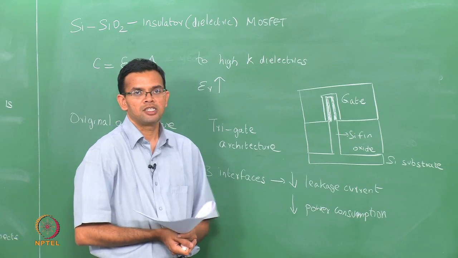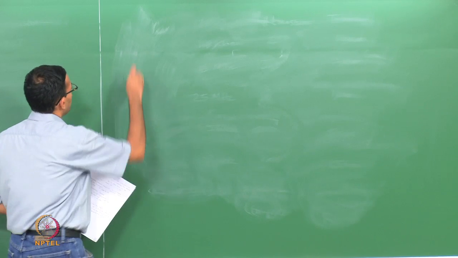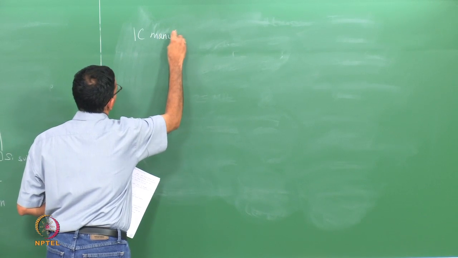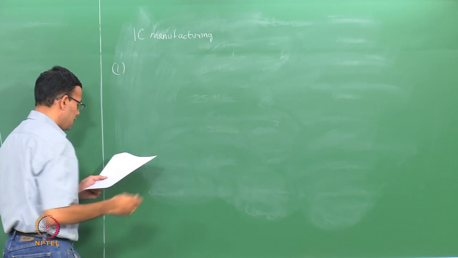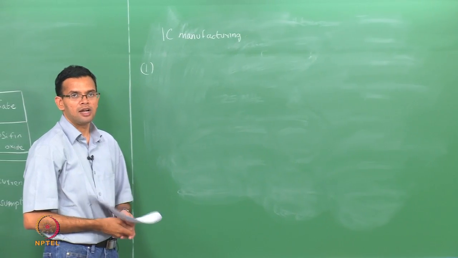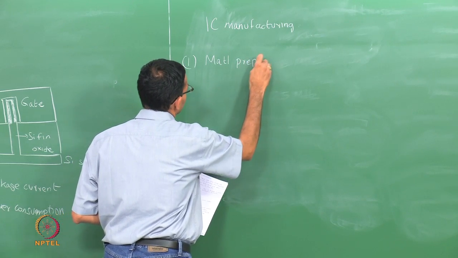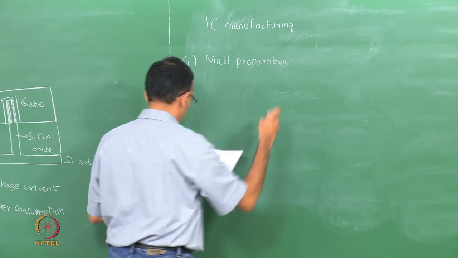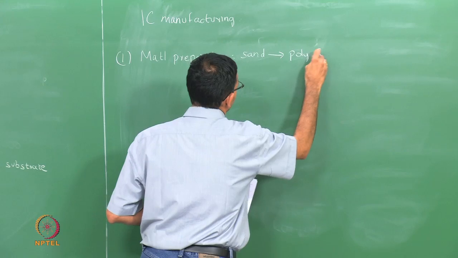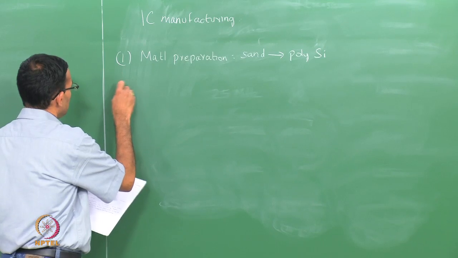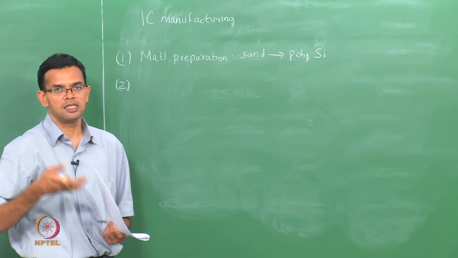So, when we look at IC manufacturing, there are broadly 5 stages we can classify. So, if you look at IC manufacturing, the first step is to get the silicon material out. So, we want sand, which is your starting material, and we want to get silicon from it. The first step is material preparation. So, converting sand to polycrystalline silicon. I will just write it as poly SI. But polycrystalline silicon is not what we use in the fab. For using in the fab, we need single crystal silicon wafers.